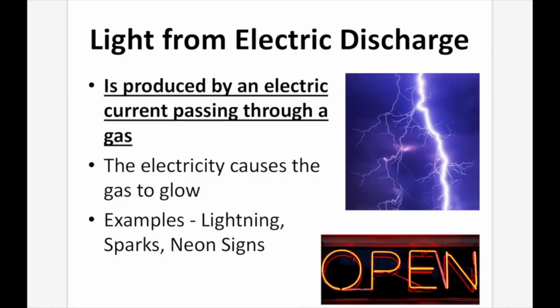Light from electric discharge is produced by an electric current passing through a gas. The electricity causes the gas to glow. So for example, lightning is electricity passing through the gas, the nitrogen and the oxygen in the air, and it causes it to glow. Neon signs are also an example of electric discharge light being produced. We fill the glass tubes of the sign up with a certain gas, then we run electricity through it, and we get a colored light.